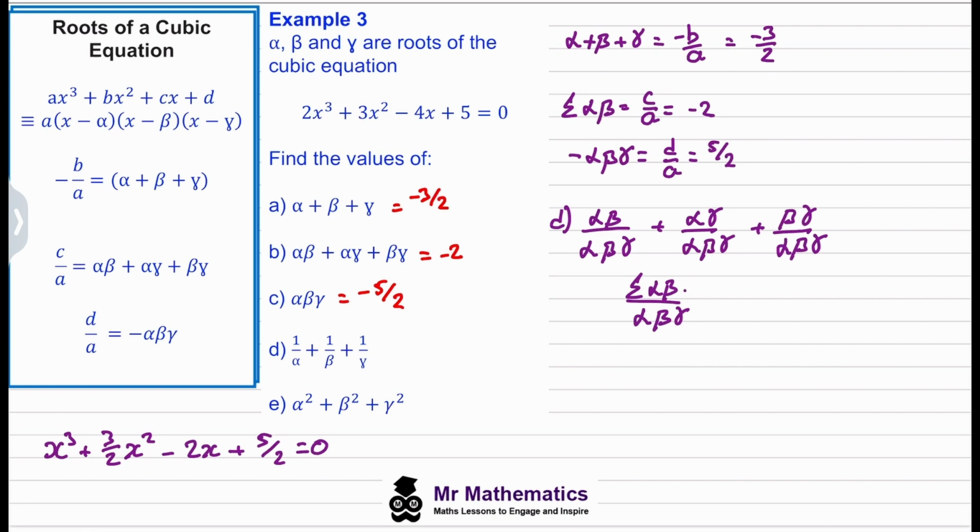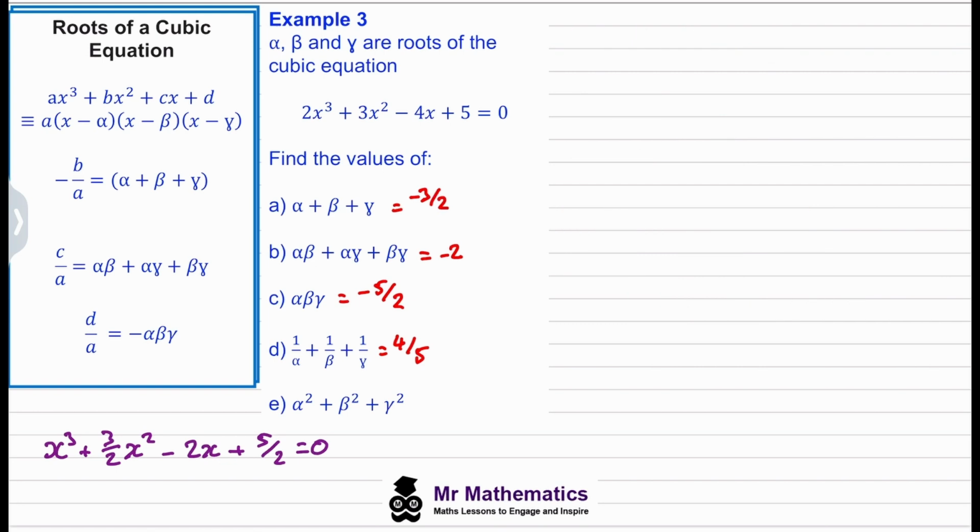We know this value is negative 2, and alpha beta gamma we know is negative 5 over 2. We can work this out and we get 4/5. Okay, so for part E, we need to work out alpha squared plus beta squared plus gamma squared. So if I just remove all of this, we can work this out using alpha plus beta plus gamma all squared. Then we can expand out each of these terms.